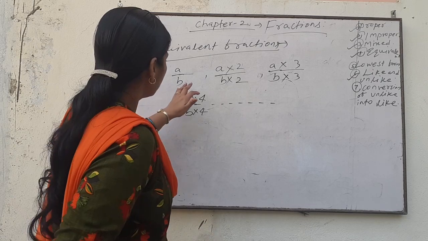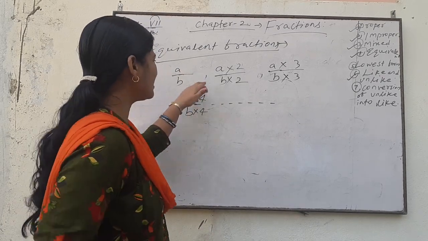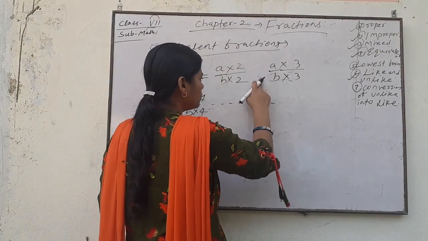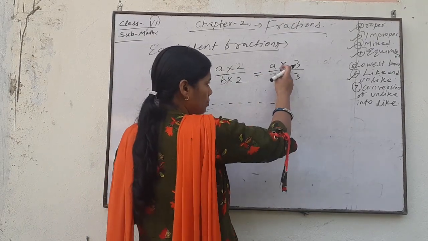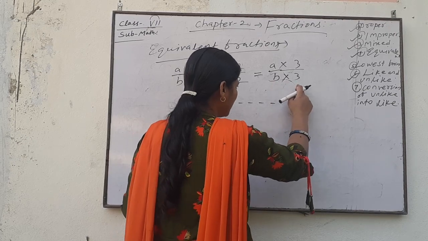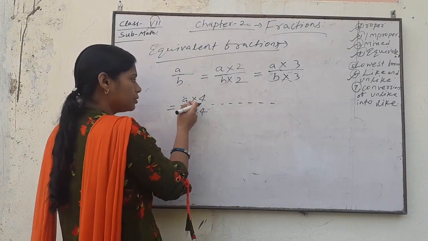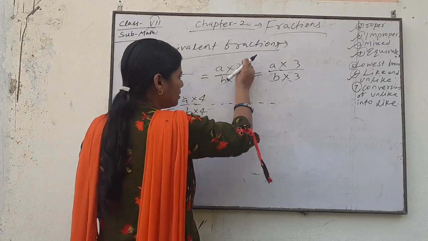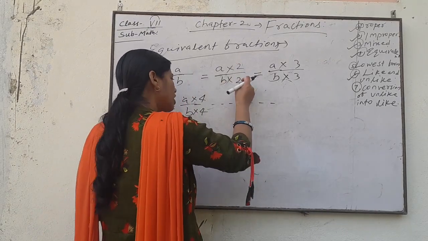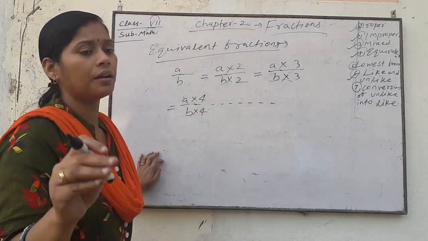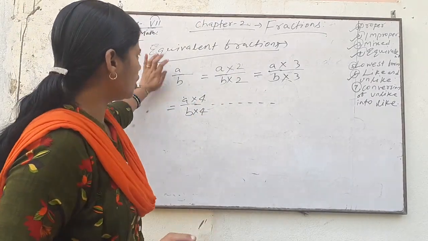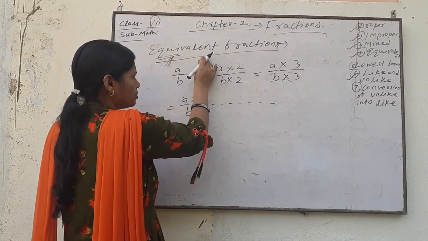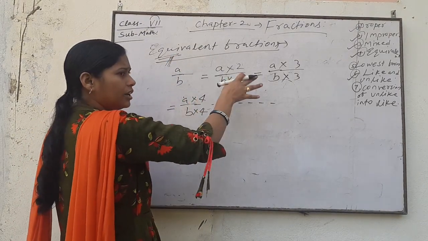It means your a by b is equal to a into 2 by b into 2, is equal to a multiplied 3 by b multiplied 3, is equal to a into 4 by b into 4. It means here we multiply the same number in both numerator and denominator. So this is your equivalent. Equivalent means equal values. It means fractions having equal values.